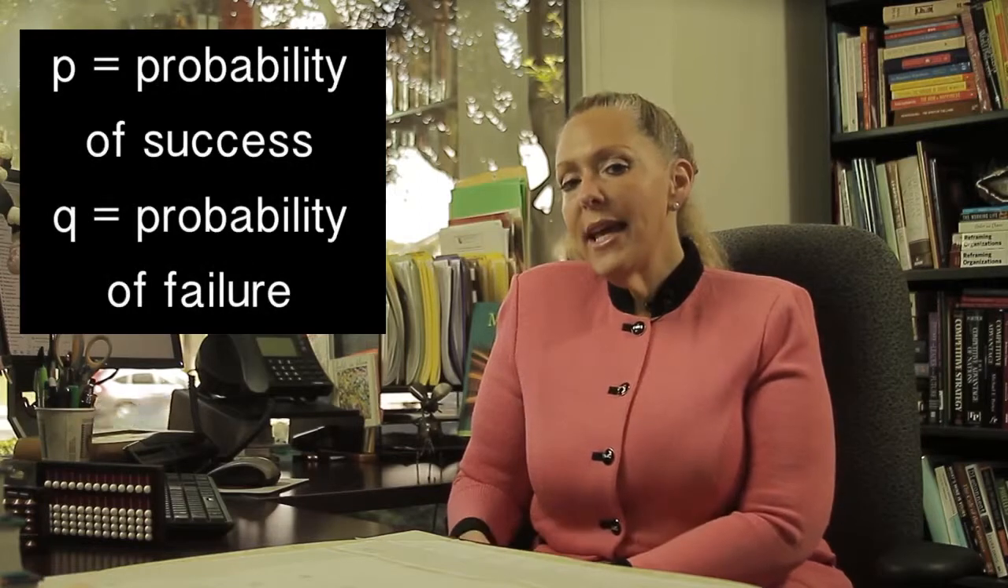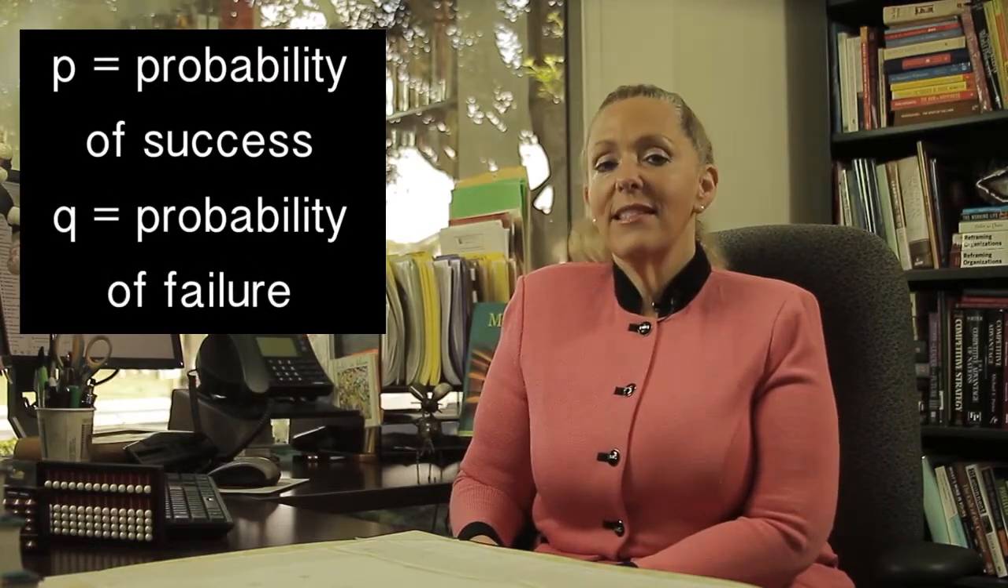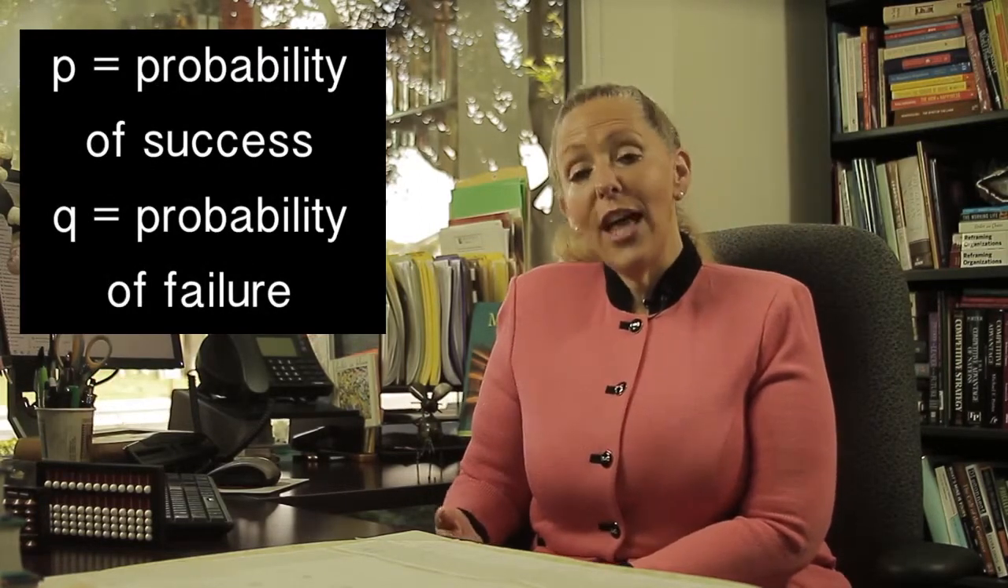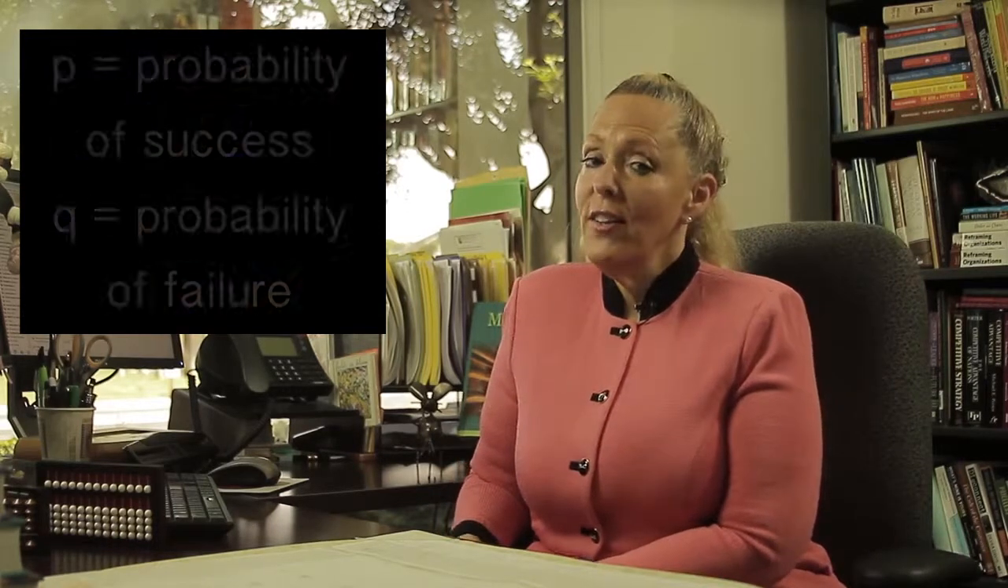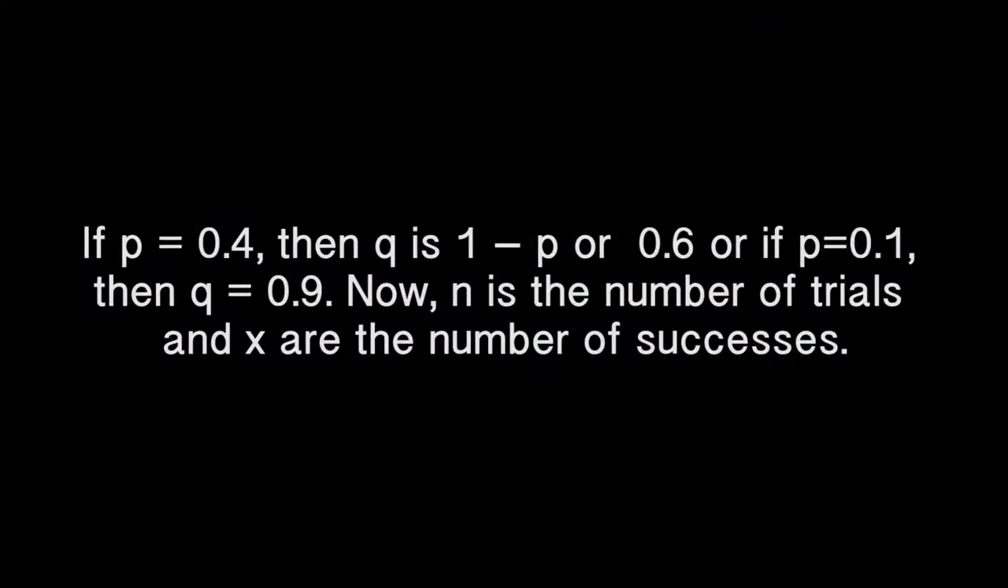We will let p be the probability of success on a single trial. Then q is the probability of failure. Just note that while we call p the probability of success, it does not necessarily mean winning. It could be that we define success as whether or not someone has ever seen a UFO, and failure if they have not. Now, if p equals 0.4, then q is 1 minus p, or 0.6. Or if p is 0.1, then q is 0.9.